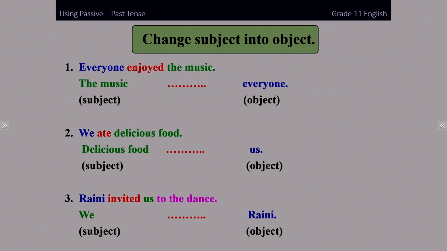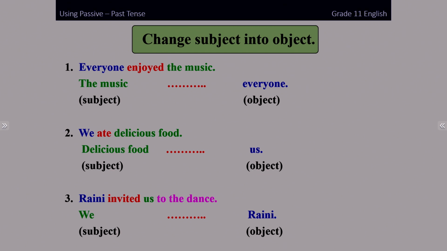But when we are changing that into passive, what should we do? We bring the object in front and then the subject behind. I repeat, we bring the object in front and the subject behind. Hope that is clear. Look at the second one as well.